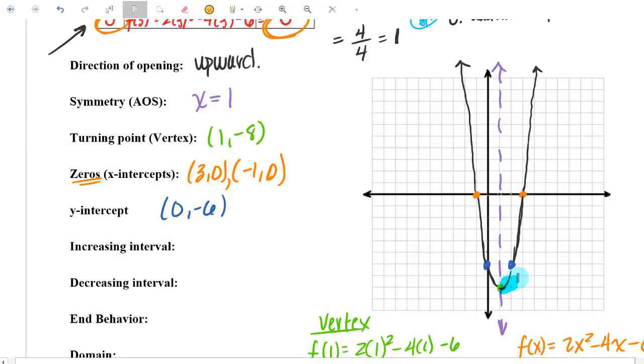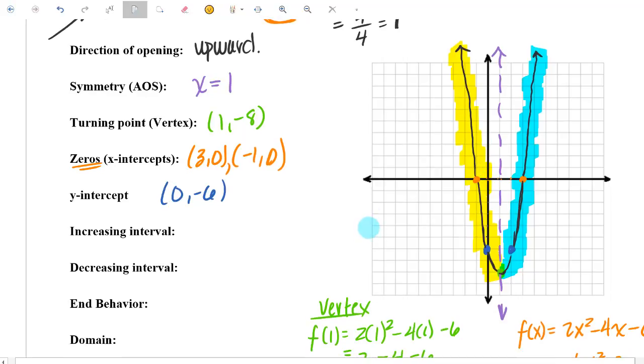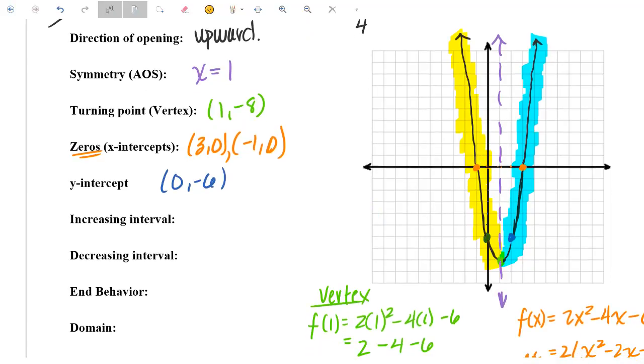Increasing interval is opening and increasing from left to right, or the y values are increasing on the right side here. And the y values are decreasing from left to right from negative infinity, it looks like, down to the vertex. So there's our decreasing interval. All right, so let's write those in.